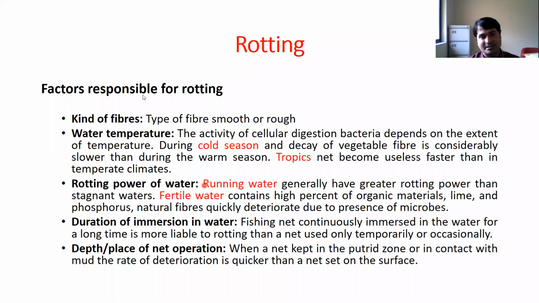Now, what are the factors responsible for rotting? Basically the kind of fiber, type of fiber, smooth hai, rough hai, it depends on that. Water temperature is also important. During the cold season, decay of vegetable fibers is slower because the metabolic activity of bacteria will be slower compared to the warm or summer season. Tropical nets become useless faster than in temperate climates. Tropical country में टेम्परेचर ज्यादा होता है जिसकी वजह से वो जल्दी सड़ना गलना स्टार्ट हो जाता है.